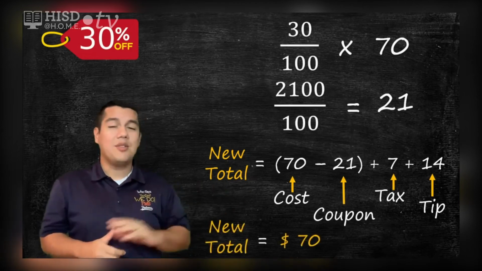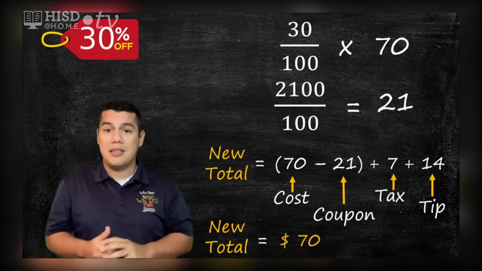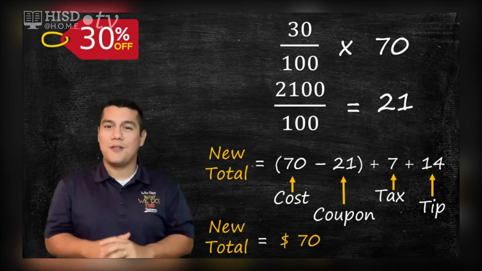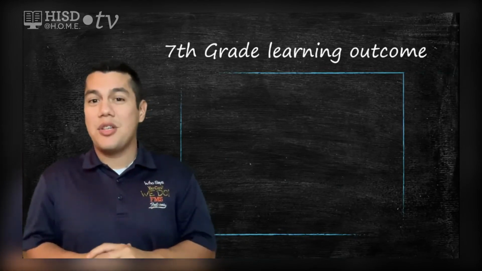And now we see that the new total is 70. So with a coupon of 30%, the total price of the dinner is $70. So now we got to the end of our 7th grade section.